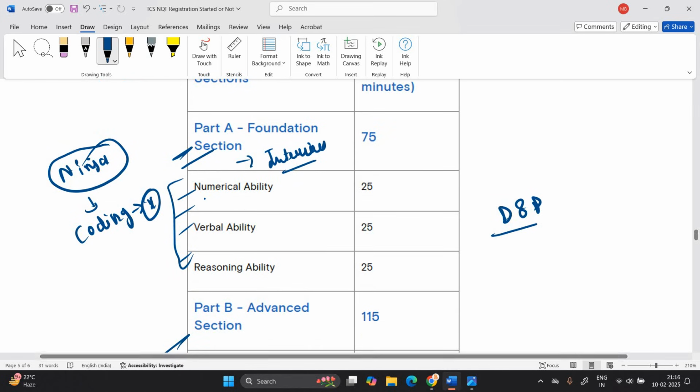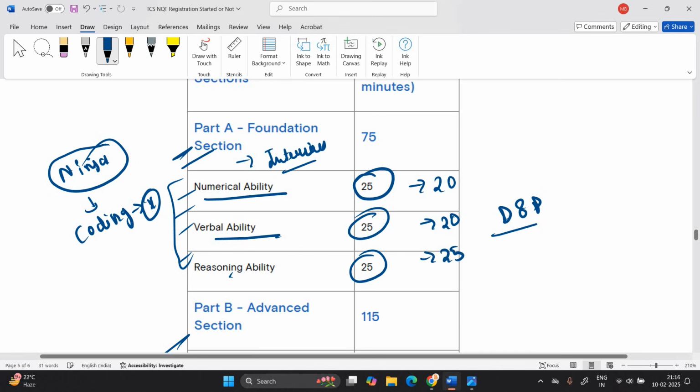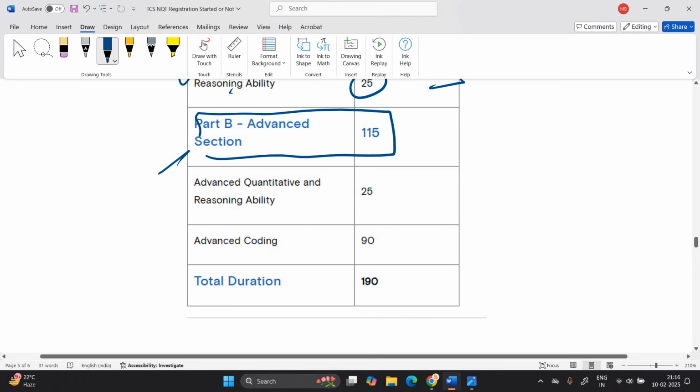So in the Foundation, the numerical ability is there, 25 minutes of time, verbal ability 25 minutes, and reasoning ability 25 minutes. So the questions are 20, 20, 25, okay. The questions or the format may change, okay. So you can see this. The Advanced section format is 115 minutes, okay.